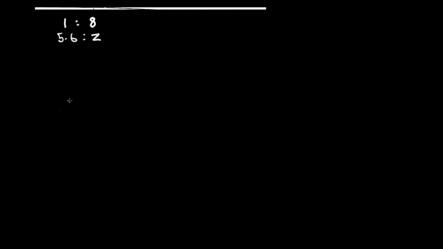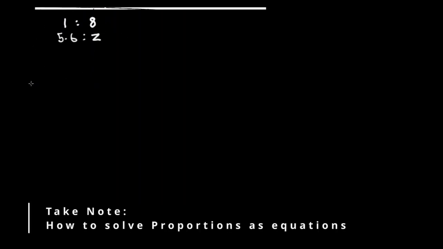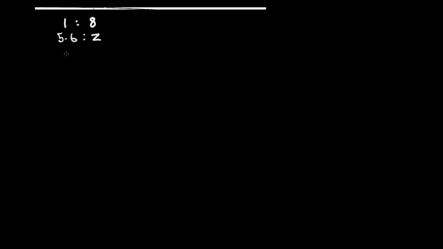How do we solve this proportion? Firstly, we convert our proportional statements into an equation, and we do so simply by making 1 and 5.6 a fraction, and this fraction will be equal to 8 over z. So basically what we have done is we have replaced the colons with an equal sign, and we have made 1 and 5.6 a fraction the same as 8 over z, a fraction too.